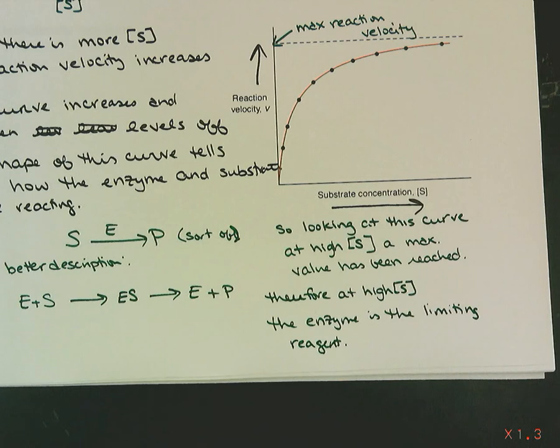So when we're at high concentration of substrate, now the enzyme is the limiting reagent, which is why we reach a max velocity. You could dump in a ton of substrate, but it can't go any faster because there's no more enzyme available to do the chemistry. We call that point enzyme saturation.